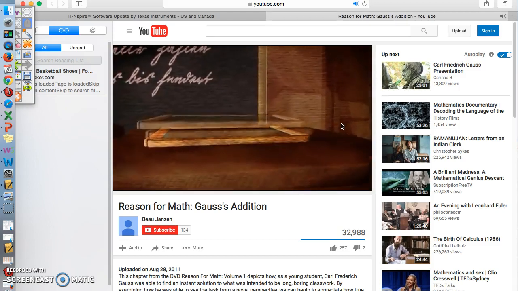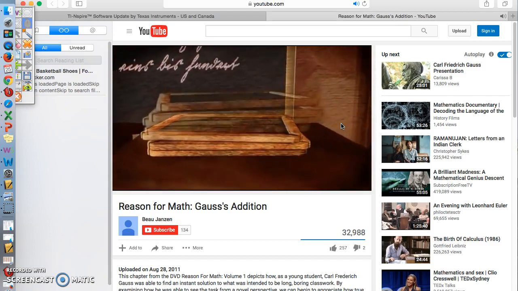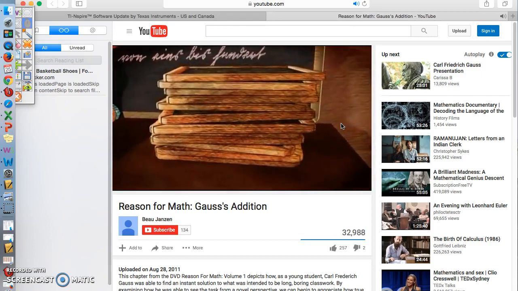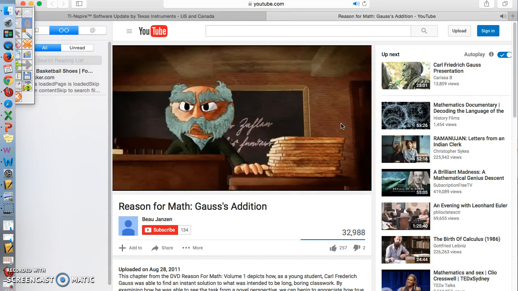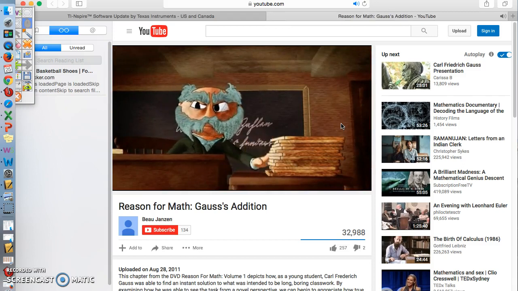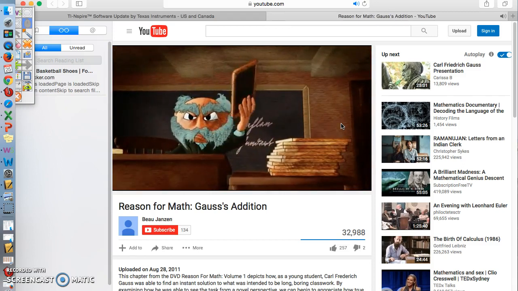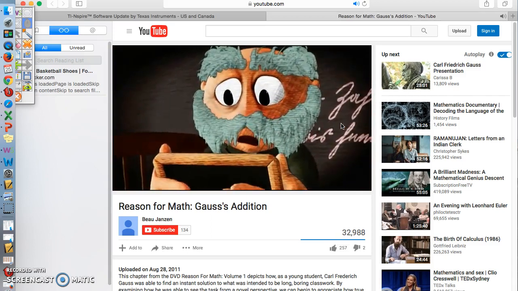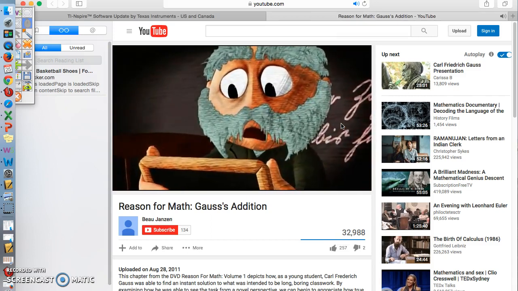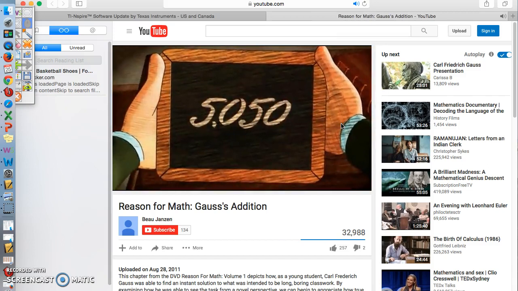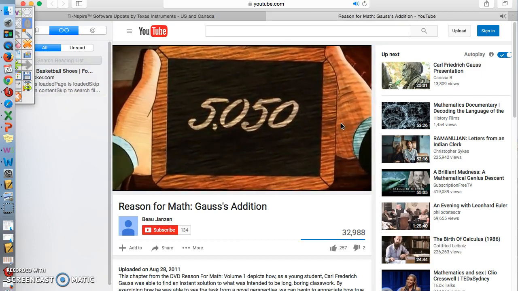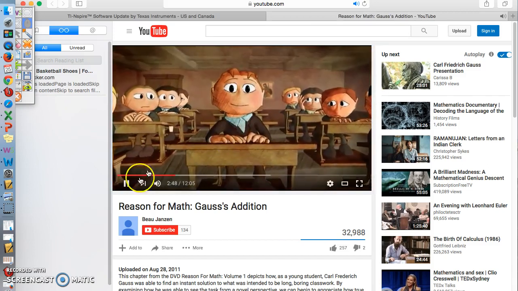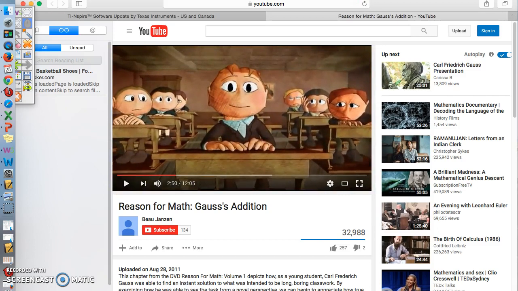One by one, the other students finished and placed their slates on top of Carl's. When all of the slates were turned in, Büttner immediately ripped Carl's slate out from the bottom and looked at it. To his astonishment, he found that Carl had the correct answer, and the only number on his slate was the answer. He had written no calculations whatsoever.